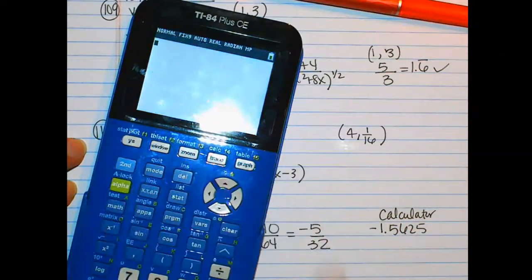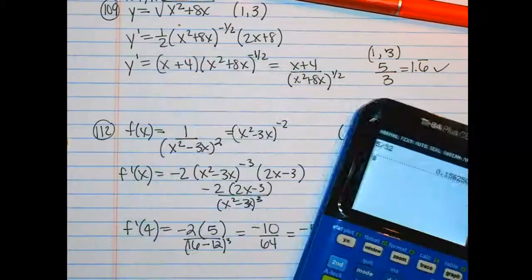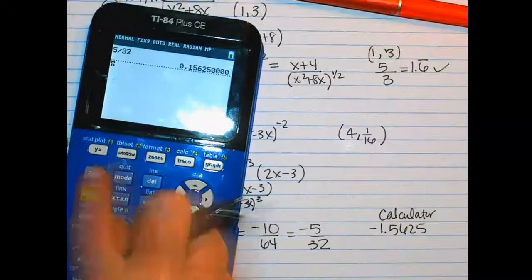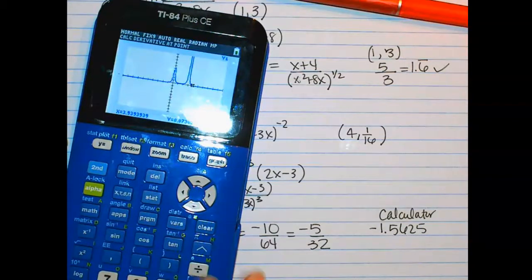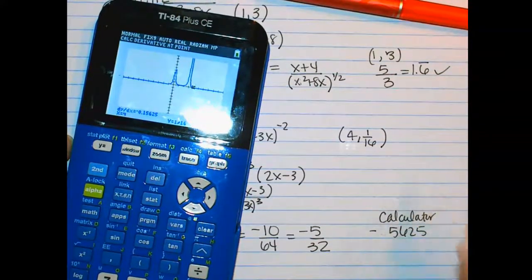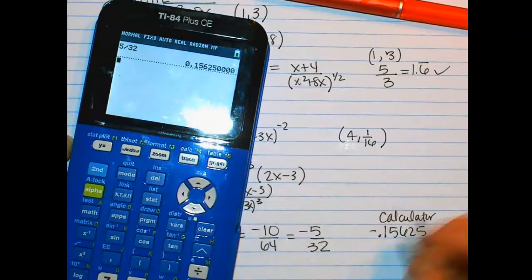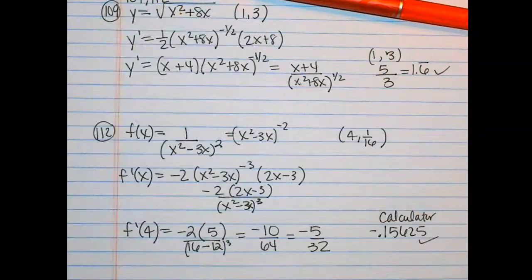So calculator. So let's see what 5 over 32 is. Oops, I'm off a decimal point. Did I write that down wrong before? I don't know. I did. I wrote it down wrong. Oh, no. Calculator says 0.15625. And that's what this says. Okay. And I didn't put the negative in, but that's the same. So yay, number 112. All done.